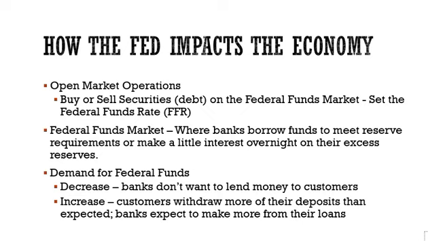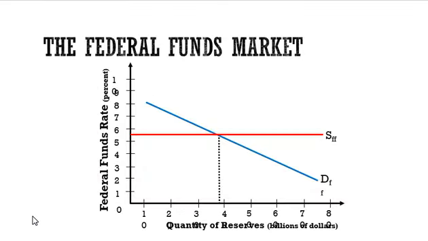So, what's that going to look like in our market? In the federal funds market, we're going to have on the y-axis, the up and down one, the federal funds rate, and on the x-axis, the quantity of reserves available. The supply of federal funds we're just going to say is constant, and the demand for federal funds is going to be downward sloping.